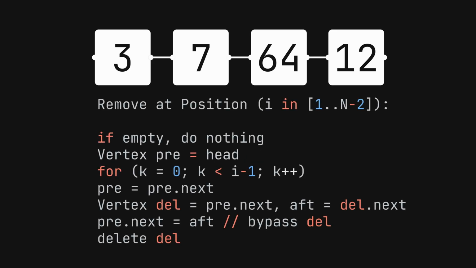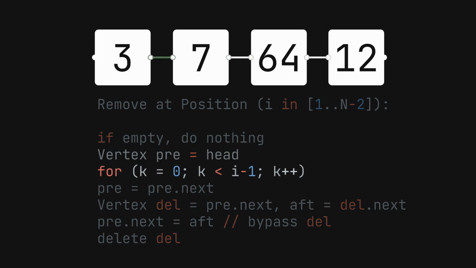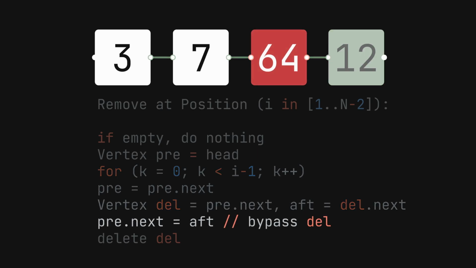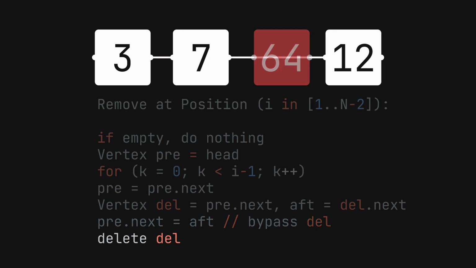Now, if you want to remove an element at any position, first check if the list is empty, otherwise initialize pre at the head, traverse until you get to the i-1 position, remove the ith element by bypassing it in the link, connect pre to the next of its next element. Then you delete the ith element.